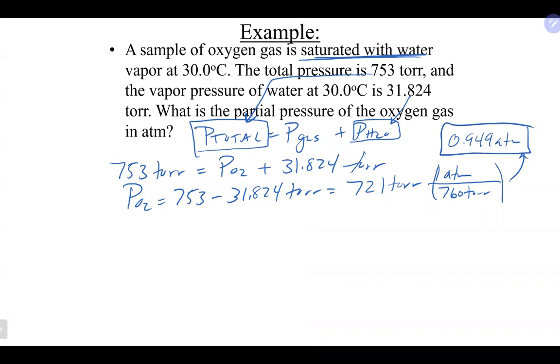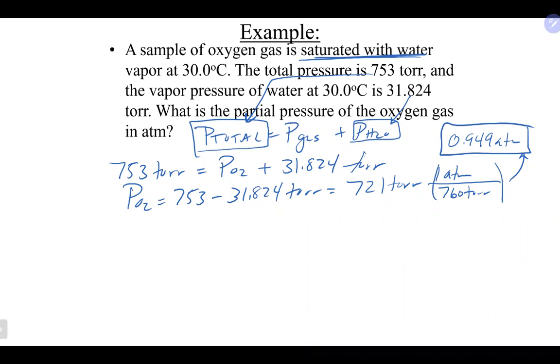Any questions on that? So in each of the experiments that we did last week, you basically needed to do this. And that should be the pressure that you use in your calculations for each of the gases. So that should be the pressure that you use for the hydrogen gas and the pressure that you use for the oxygen gas, the pressure after you subtract off the vapor pressure of water from the barometer reading or the atmospheric reading. Question on that there.